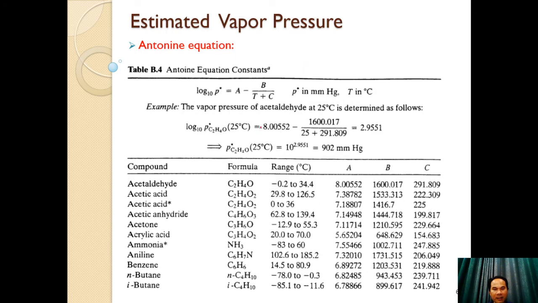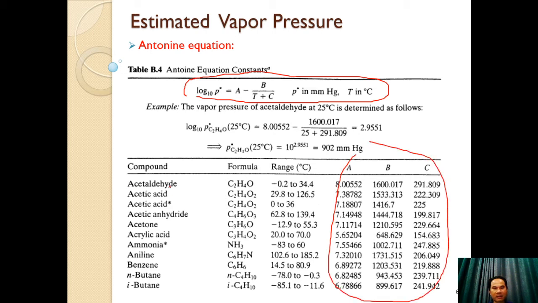I show you this table. The Antoine equation, P is in millimeters of mercury, T is in Celsius. The vapor pressure can be calculated if you know A, B, C. A, B, C you can read from this table, for example acetaldehyde, right? The formula and the range. You can use this to calculate the vapor pressure using this range of A, B, C.